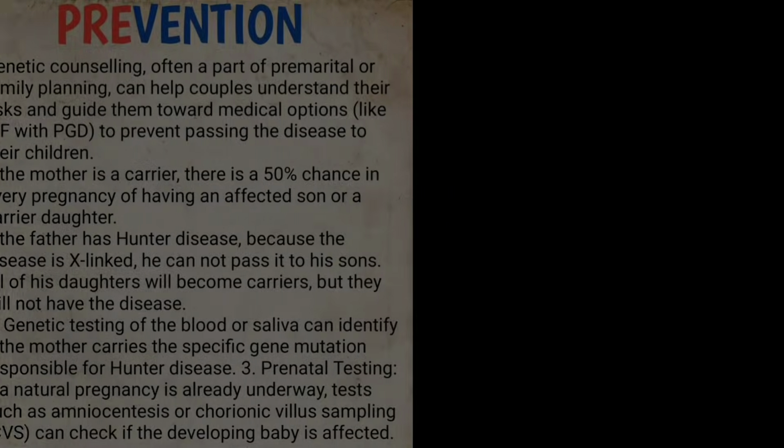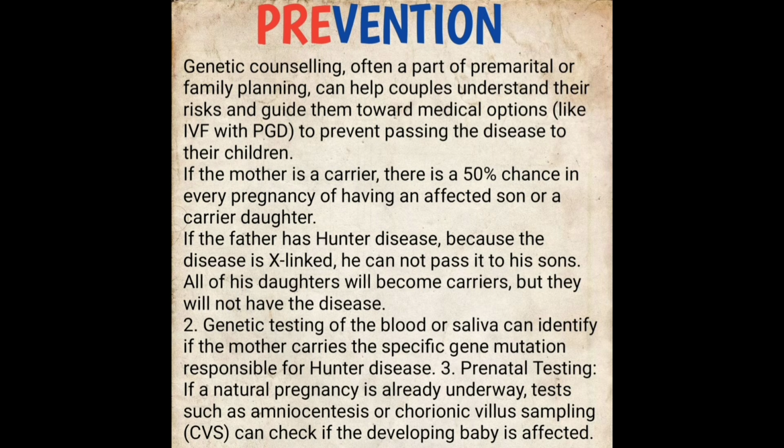seeing. The prevention: genetic counseling is what needs to be done. If the mother is a carrier, there is a 50% chance in every pregnancy of having an affected son or a carrier daughter. If the father has Hunter disease, because the disease is X-linked, he cannot pass it to his sons. All of his daughters will become carriers, but they will not have the disease.